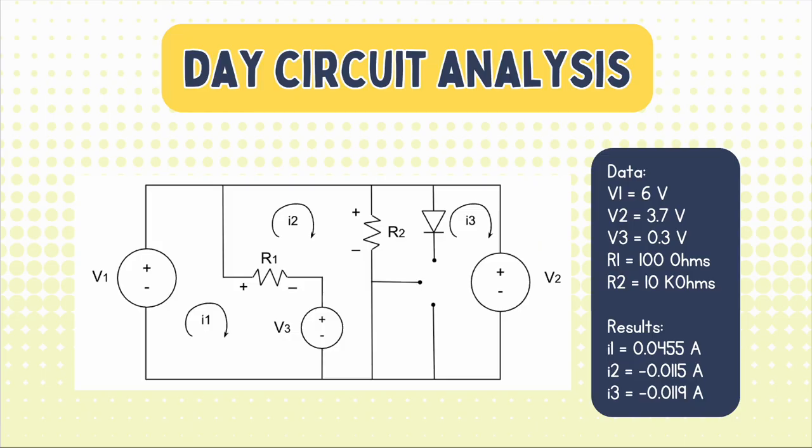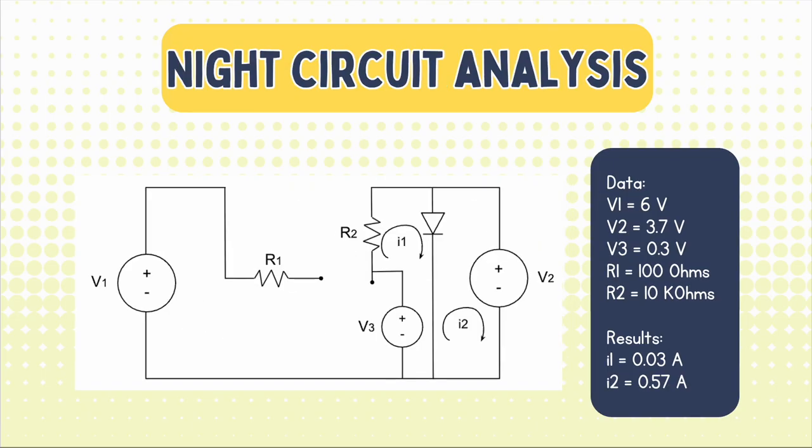We got those results. Current 1 is equal to 0.04. Current 2 is equal to negative 0.012, and current 3 is equal to 0.012 as well.